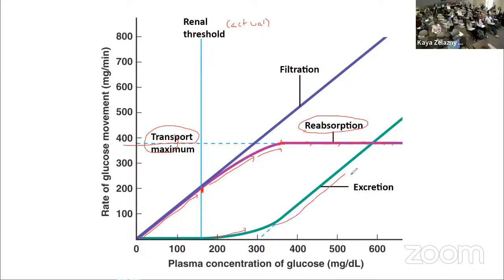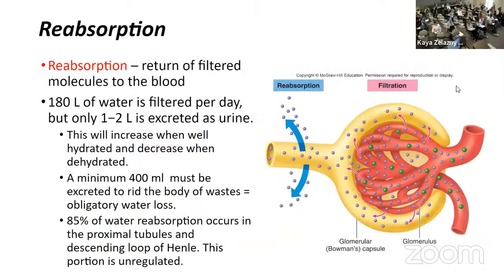Okay. And now once we hit that point, that transport maximum, this line would just continue on the same way the filtration line does, because all of the glucose above that line is now getting excreted out. It's all spillover from here on out. And we will stop there. Great point, because we've finished everything to do with that glucose.